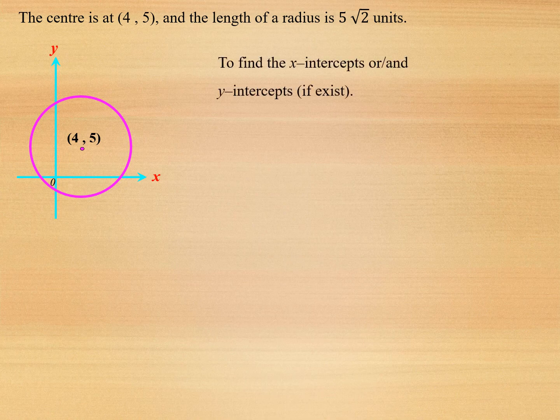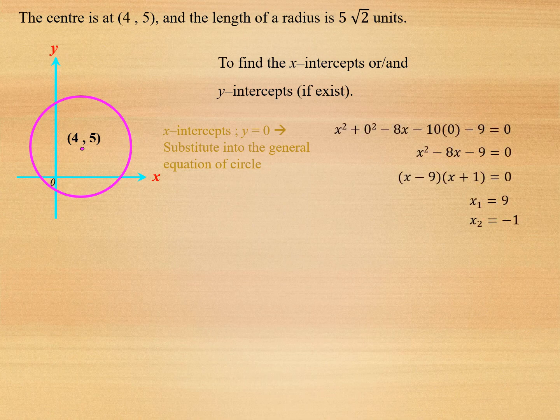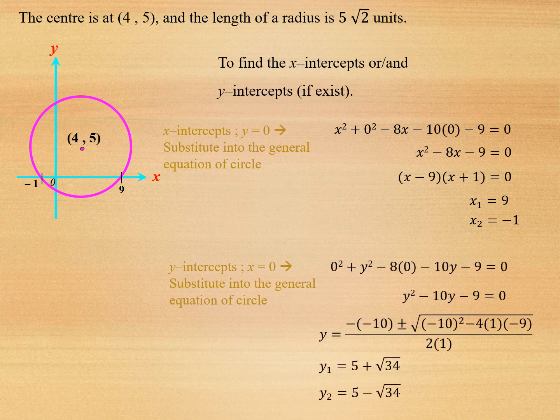To find the x-intercept and y-intercept, if they exist: for the x-intercept, as I told you earlier, y should be equal to 0. So we substitute into the general equation of the circle, and we can obtain the x value. Either x1 can be 9, and the other one can be -1. That is the x-intercept. When we want to find the y-intercept, we substitute the value x = 0 into the general equation of the circle. So finally, we obtain that y can be 5 + 34 or 5 - 34.